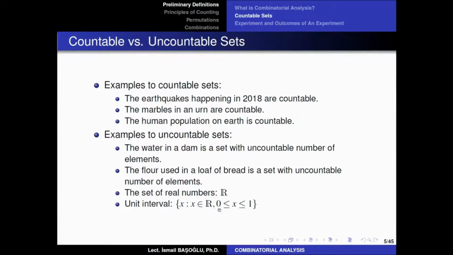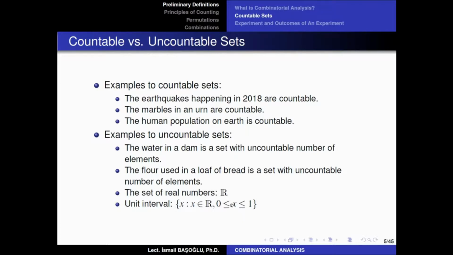Now, I cannot ask this question: how many real numbers do we have between 0 and 1? We know that there are infinitely many real numbers between 0 and 1, and it is also uncountably many. So there are infinitely many and uncountably many elements we have between 0 and 1 as real numbers.